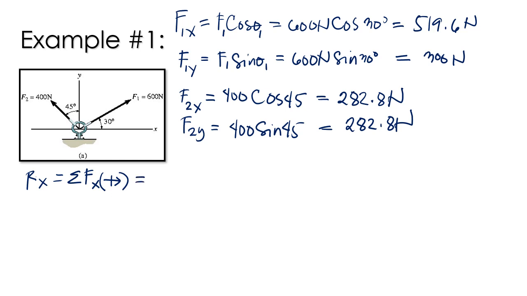So for F1, we have 519.6 Newton. Since it is directed towards the positive, it is positive. Then F2, since it is directed towards the negative x-axis, it should be negative. So for F2, we have minus 282.8 Newton.